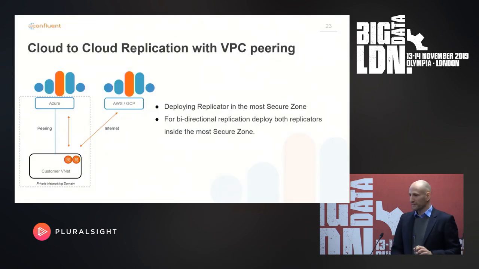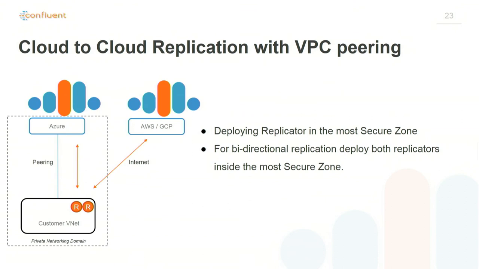When we start to talk about VPC peering and private networking, it becomes a little bit more complex because now I have this domain that is isolated and doesn't have any internet access. But again, if I want to get data out of there, I need to open up somewhere, right? And then usually, again, we end up placing the replicator in the most secure zone, which will be inside the VPC peered environment. That will then create the necessary connectivity to be able to replicate data out of that environment into the other cloud.